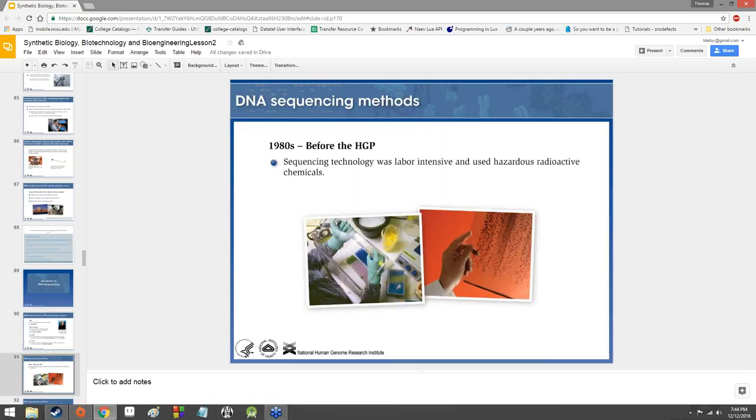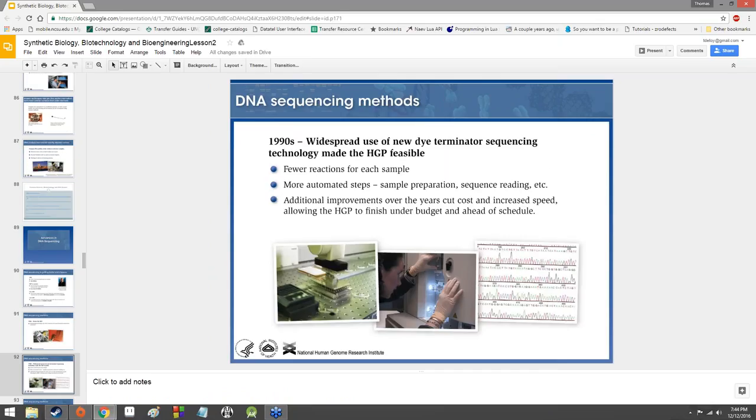In the 1980s, before the Human Genome Project, sequencing technology was labor-intensive and used hazardous radioactive chemicals. Well, doesn't that sound just like a blast? However, in the 1990s, a new sequencing technology called dye-terminator sequencing made the Human Genome Project feasible. It required fewer reactions for each sample, more of the steps could be automated, and additional improvements over the years cut the cost and increased the speed. So the Human Genome Project ended up finishing under budget and ahead of schedule.